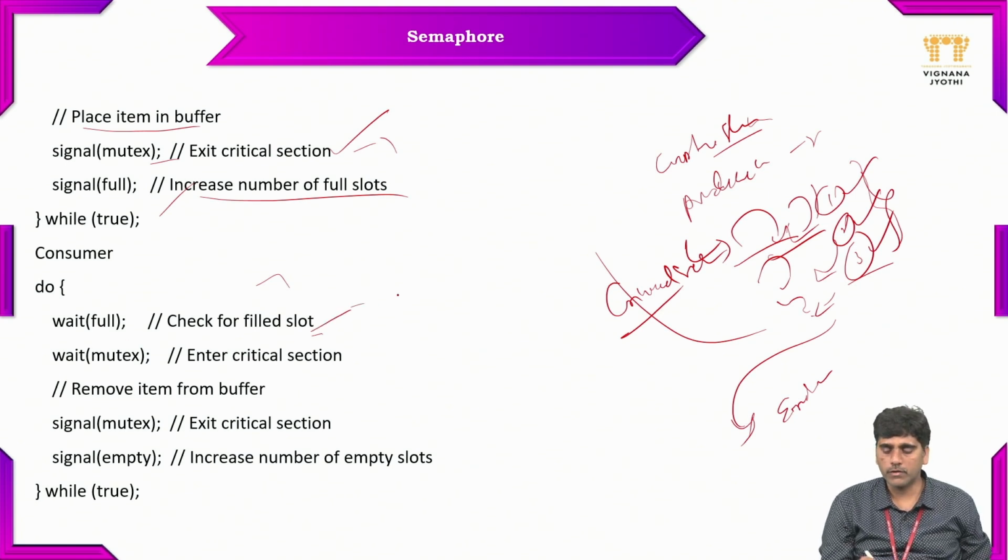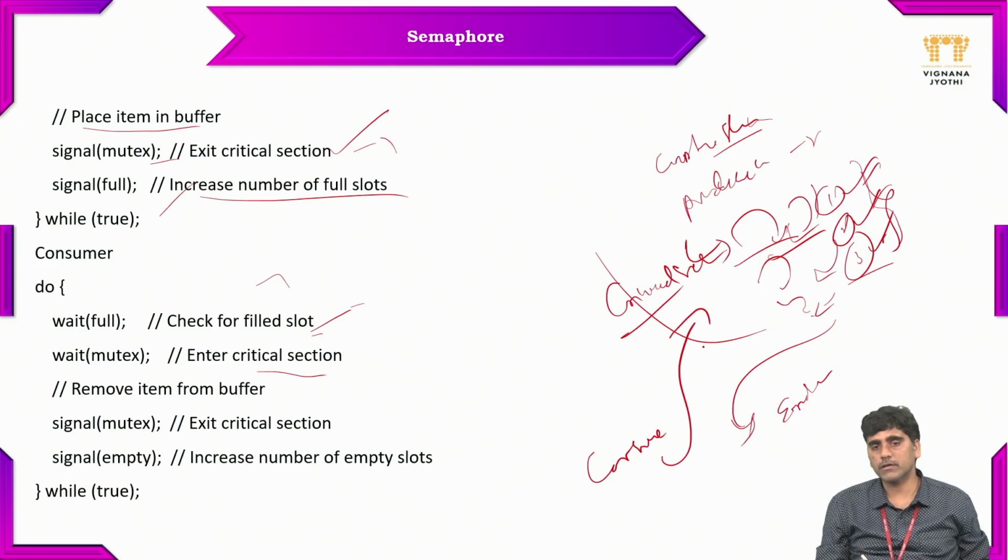Wait of full, check for filled slots. So 3 filled slots are available. Now wait of mutex, entered into the critical section. So consumer entered into the critical section. After entering the critical section, it checks for filled slots. So already 3 filled slots are available. These are filled by the producer.